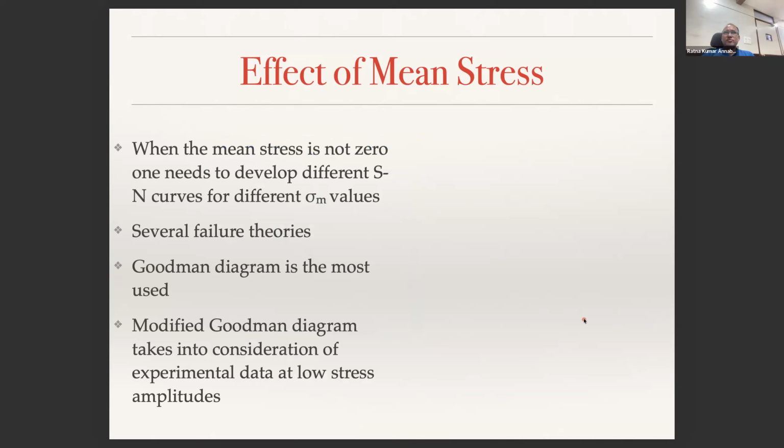Again, we are reiterating the effect of mean stress. When the mean stress is not zero, one needs to develop different SN curves for different sigma mean values. So there are several failure theories, of which the Goodman diagram is the most used. Or in fact, not the original Goodman, but the modified Goodman diagram that takes into account the experimental data. And that is going to be our representation, the modified Goodman theory itself, which we call the Goodman diagram. So let us say sigma m and sigma a.